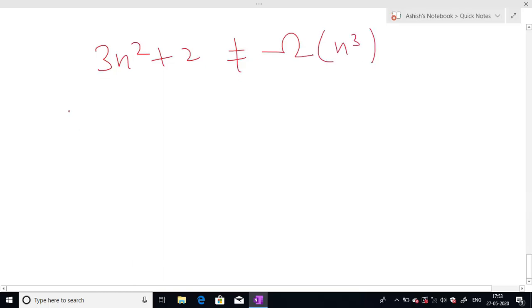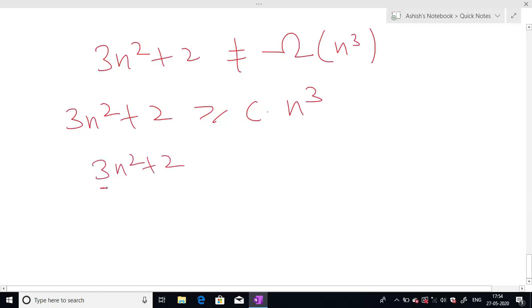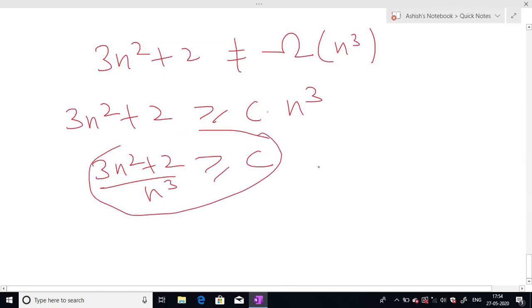So we have to check it. If it is big omega of n cube, then 3n square plus 2 is greater than or equal to c times n cube. Dividing both sides by n cube, we get (3n square plus 2) by n cube should be greater than or equal to c. That is, the value of c depends upon n. So this is a contradiction because c is any positive constant. So we can say that our supposition is wrong. So our function f(n) is not big omega of n cube.